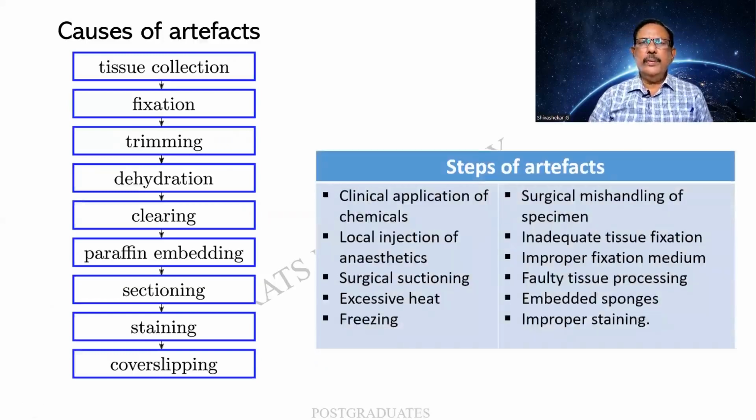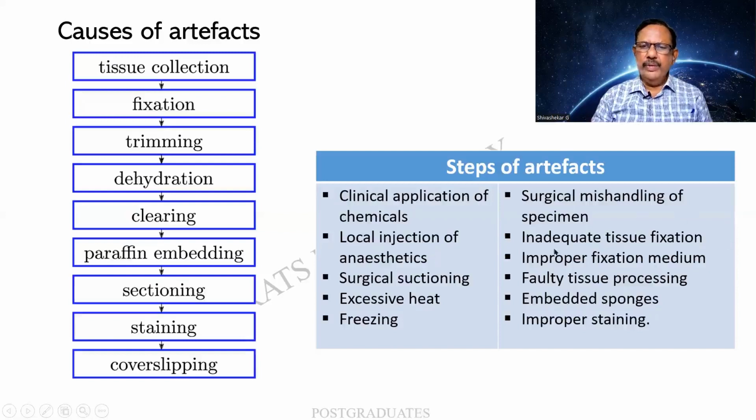Now, what are the various steps for artifacts? One, it starts from the theatre itself or from the surgeon himself: the clinical application of various chemicals. Many a time you would have seen foreign bodies in the section which do not elicit an inflammatory reaction because the tissue has been taken and then it is mixed with talc or whatever it is. So these can be because of surgical mishandling of the specimen. Local injection of anesthetics also can lead to artifacts.